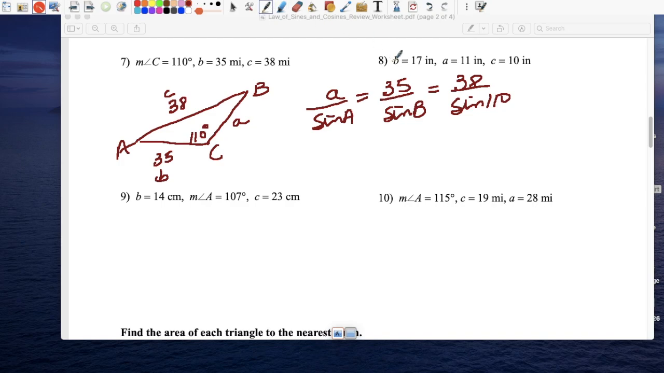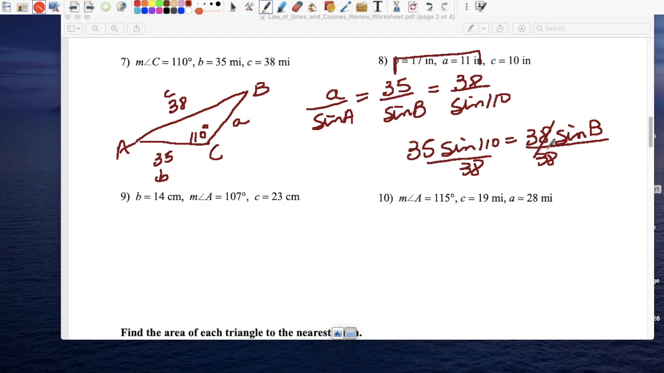Now I can do these two, find the angle, so let's cross multiply. So we get 35 sine of 110 equals 38 sine of angle B. I'm going to divide both sides by 38 first. And we're going to get 35 sine of 110 over 38. We're going to get this 0.8655 dot dot dot. I'm not going to write all the numbers.